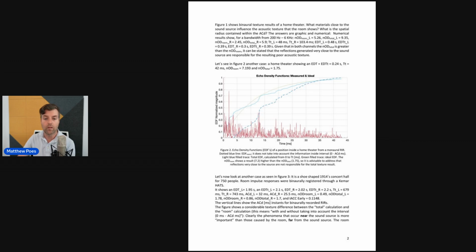So what he's saying is that when the NOD of the room is really high, but the NOD total is actually kind of low, like this one is, there aren't problems with early reflections. It's actually got some sound to it, some texture to it that's not great, that's happening later in the room. So this is really, I think, helpful information for analyzing rooms. And it's a whole new way of analyzing the acoustics of a room that goes way beyond the typical way that we would do it.